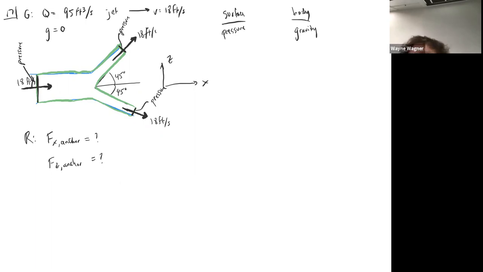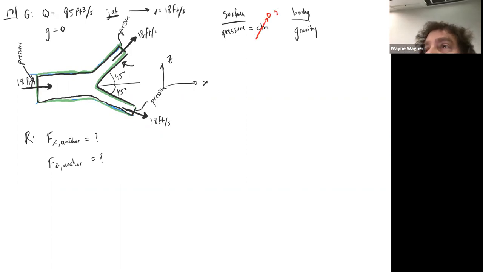In this case, based on the problem statement, this is the vein that's on the outside of that thing. Based on the problem statement, this is a jet, which means that this entire thing is in the atmosphere. The only place it's not in the atmosphere is right here at the splitter. So basically the pressure all along here is atmospheric. All along here it's atmospheric. So we can say the pressure is atmospheric, which means we're not going to worry about it. We're going to make it zero gauge, which is awfully nice.